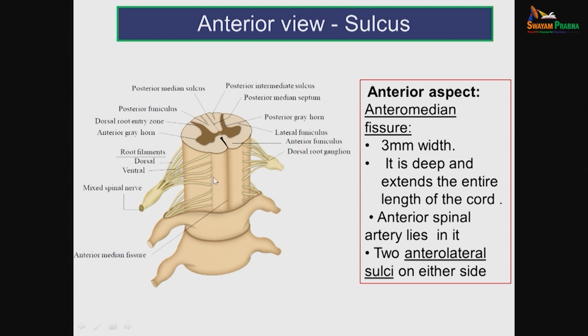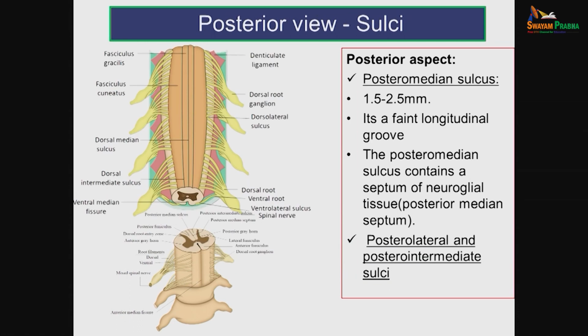On either side of the anterior median fissure, you can see the ventral roots emerging. These sulci are called the anterolateral sulci, on either side of the anterior median fissure. So, we call the sulci where the ventral roots emerge the anterolateral sulci. Having learned the anterior aspect, we will move on to the posterior aspect.